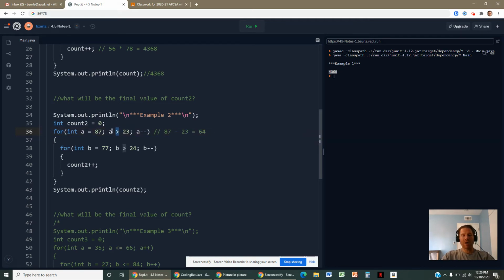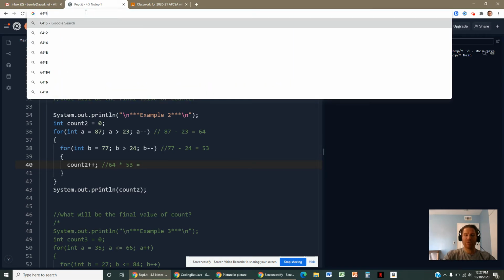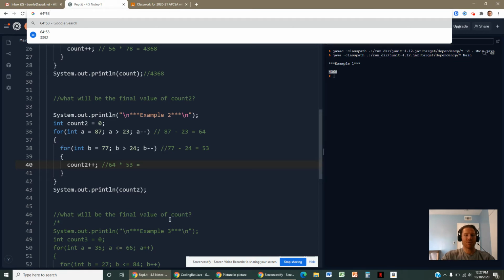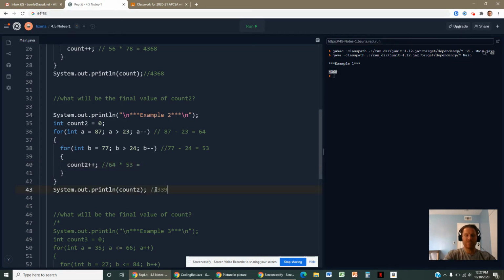Okay. So this did run 64 iterations, and this one here, okay, 77 counting down to 24 by ones. That's going to be a total of 53 iterations. And so again, this is going to run 64 iterations of 53 iterations. And so that's going to be a total of, let's ask, 64 times 53, 3392. All right, let's find out.